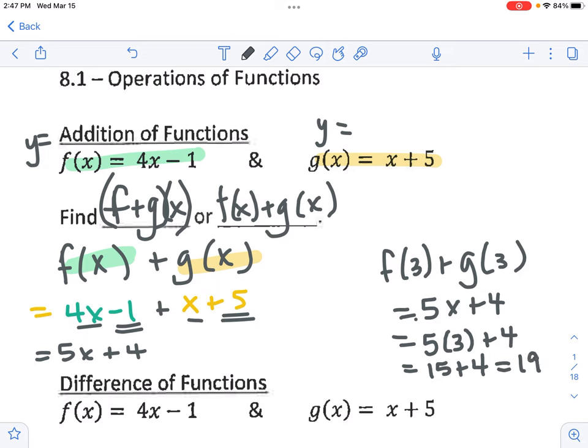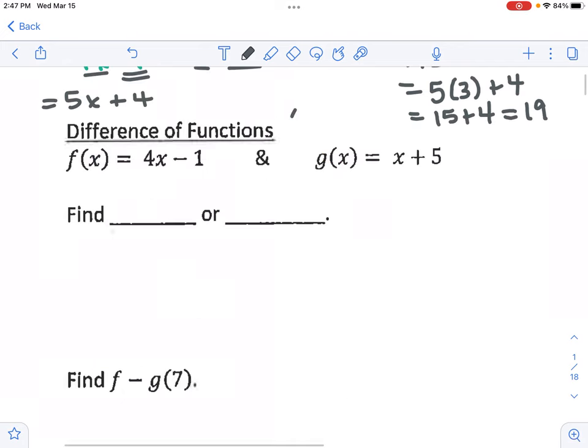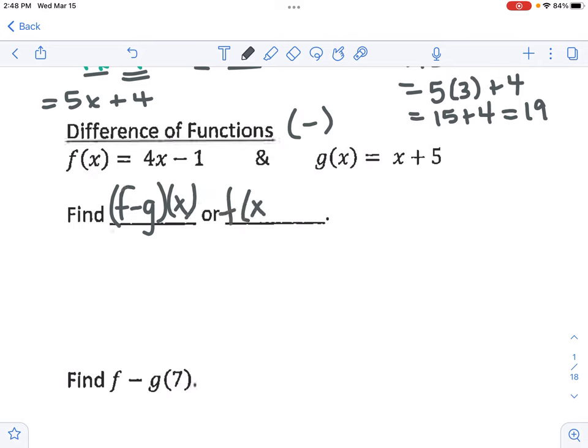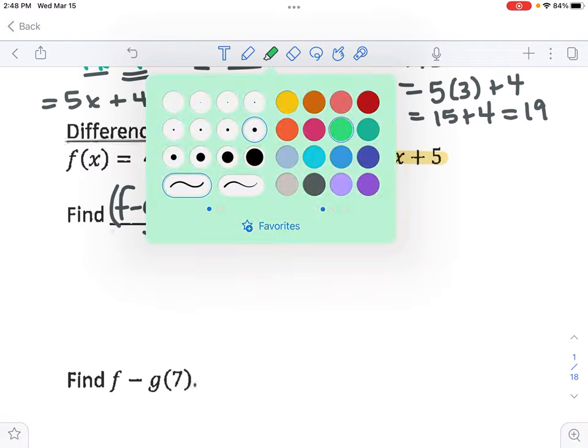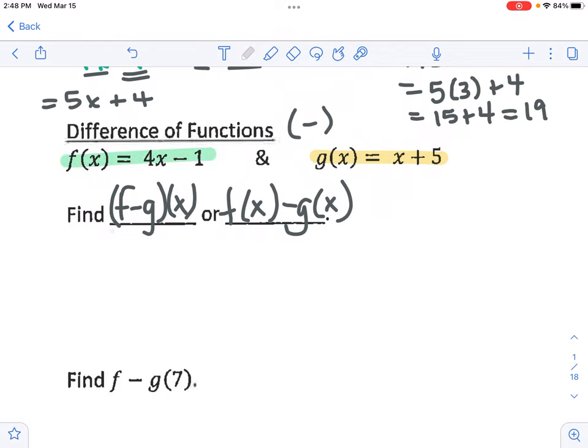Okay. In addition to adding functions, I can also find the difference of functions, also known as subtracting. The way this looks is f minus g of x, or f of x minus g of x. So if I want to take f of x minus g of x, I can plug in, same stuff again, g of x I'll make yellow, f of x I'll make green. So if I have f of x, that's 4x minus 1, okay, and I'm going to subtract.